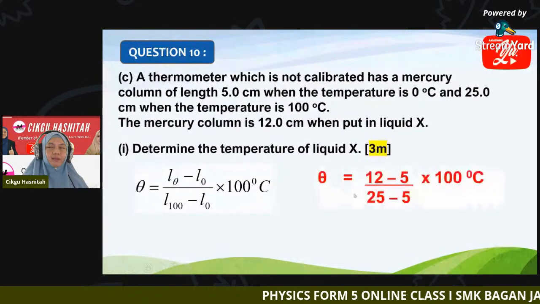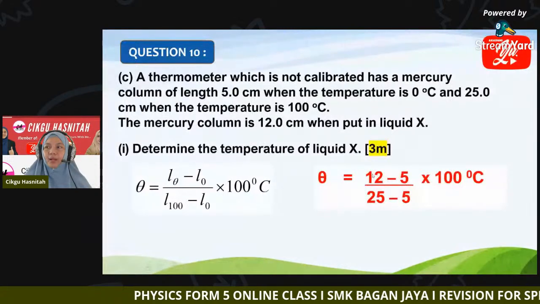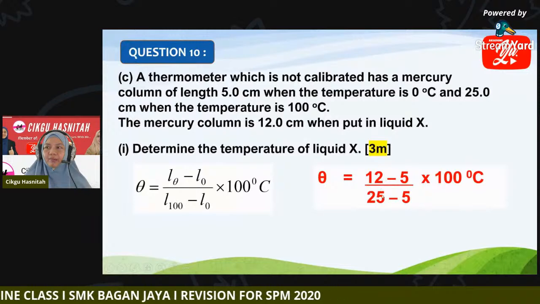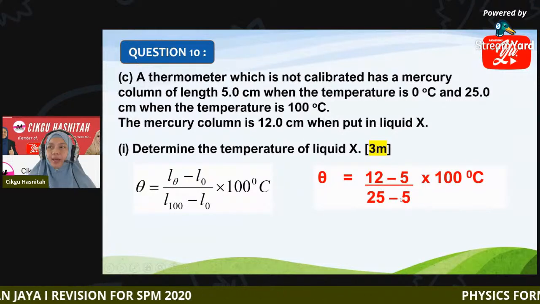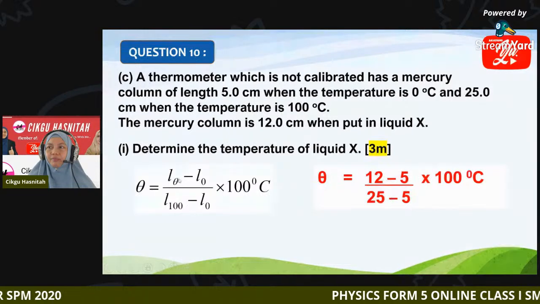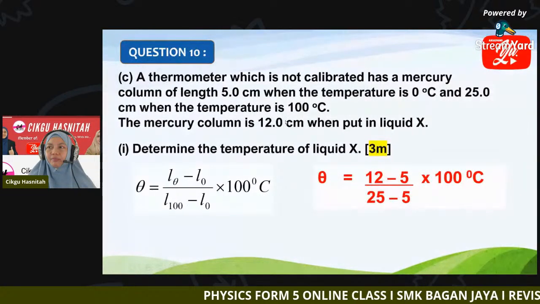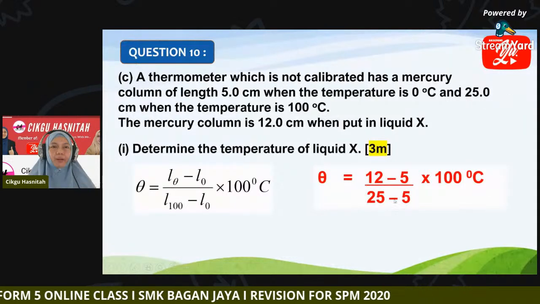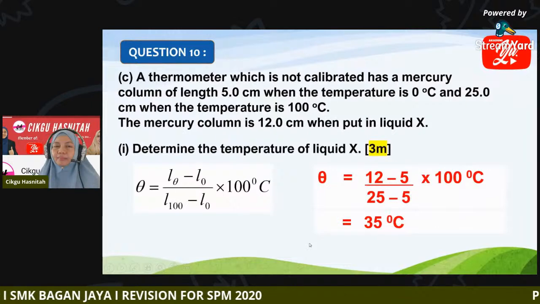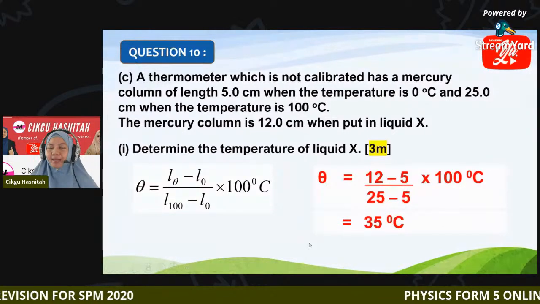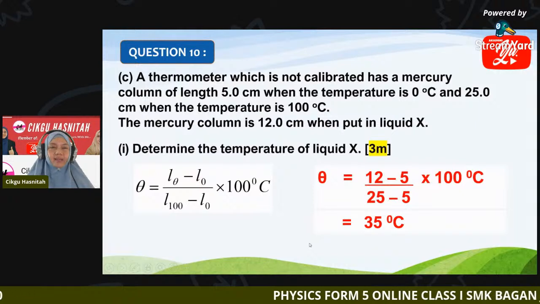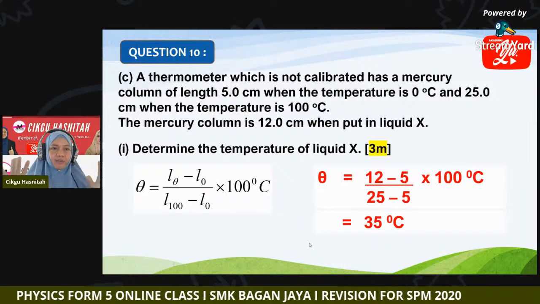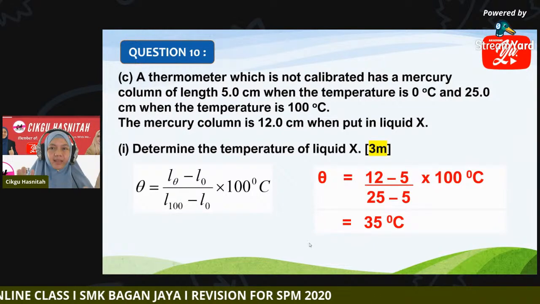Okay, so this is the substitution. 12 minus 5 divide 25 minus 5. L theta is 12 here, 5 is L0. L100 is 25 and L0 is 5. So multiply by 100. So by this, we can find the temperature of liquid X is 35 degrees Celsius. See, we can still use it even though it is uncalibrated. All right.